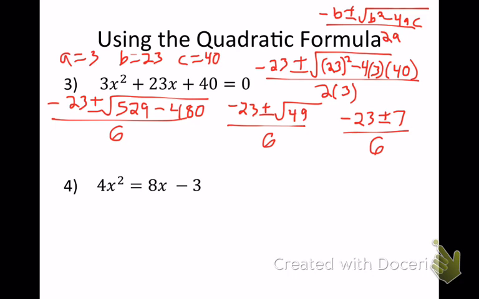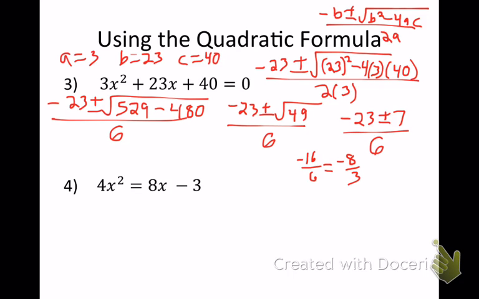Guess what? We're not done here, because we can get 2 unique solutions. Does everybody see I have a plus or minus there? Everybody's probably wondering why it's there. Well, that helps me get my 2 answers. For example, I'm going to do negative 23 plus 7. What's negative 23 plus 7? Negative 16 over 6, which is really just negative 8 over 3.